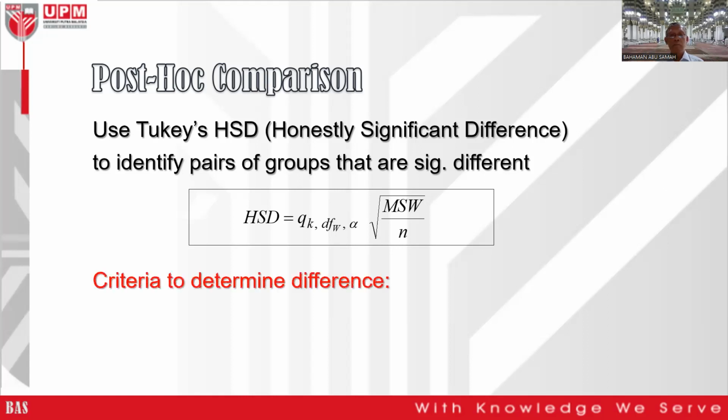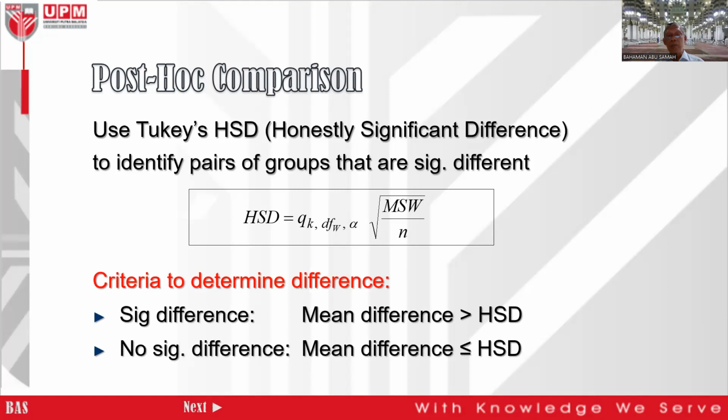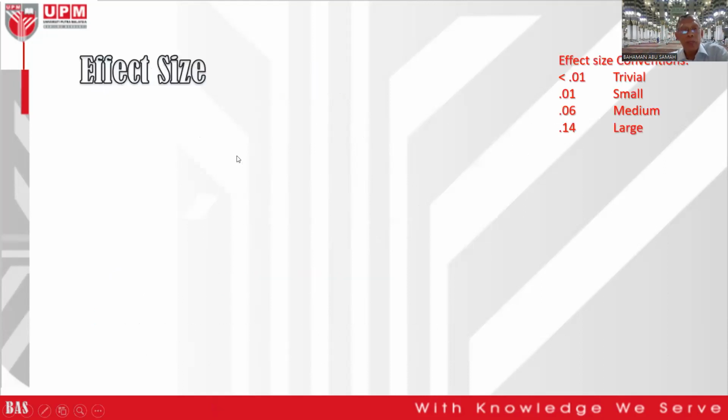Criteria for the difference: significant difference if the mean difference is bigger than HSD, and no significant difference if the mean difference is less than or equal to HSD. HSD is the one that we need to calculate before we can make our decision. HSD becomes the cutoff point to decide whether the difference is significant between the groups or non-significant between the two groups.